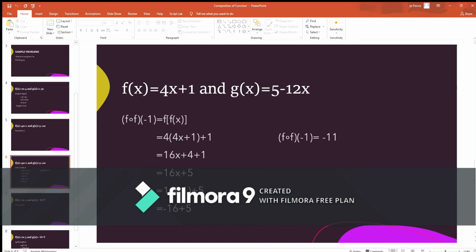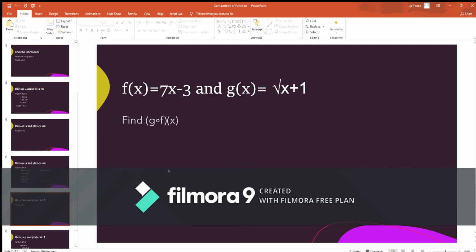Now, as you can see, here, there's still this negative 1. So what you do with this is you substitute it into x, the value of x. So it'll become 16 times negative 1 plus 5. Now you multiply these two, and it'll become negative 16 plus 5. Combine like terms, and you'll get your final answer of f of f of negative 1 is equal to negative 11.